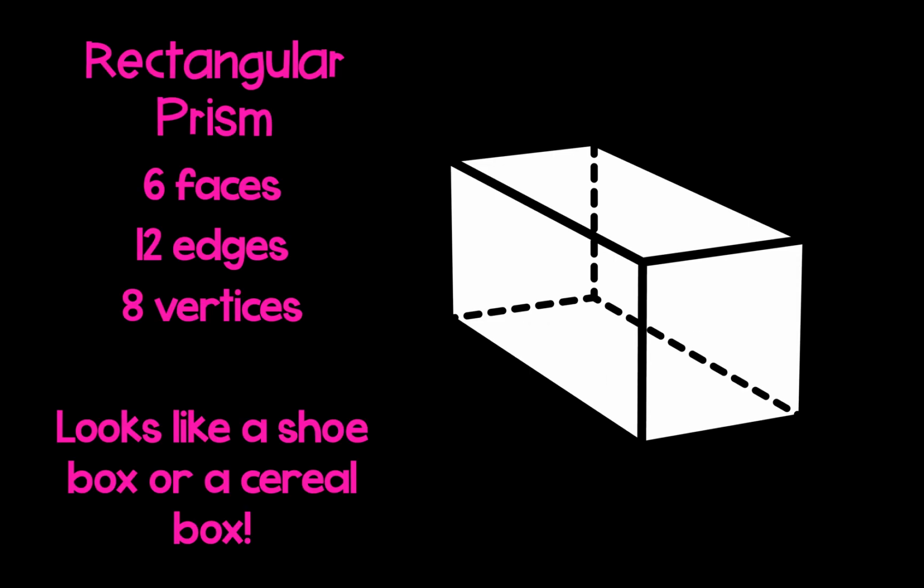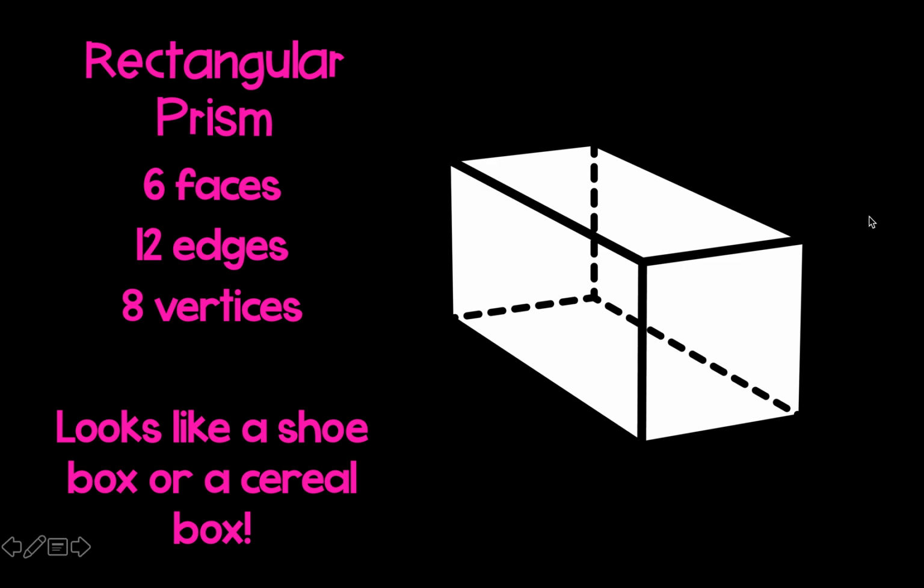This is a rectangular prism. It has 6 faces, 12 edges, and 8 vertices. This is a rectangular prism because most, 4 in fact, of the faces are rectangles. So let's count the rectangles. 1, 2, 3, then at the bottom 4, 5 in the back, 6 in the front. 6 faces. 4 of them are rectangles.